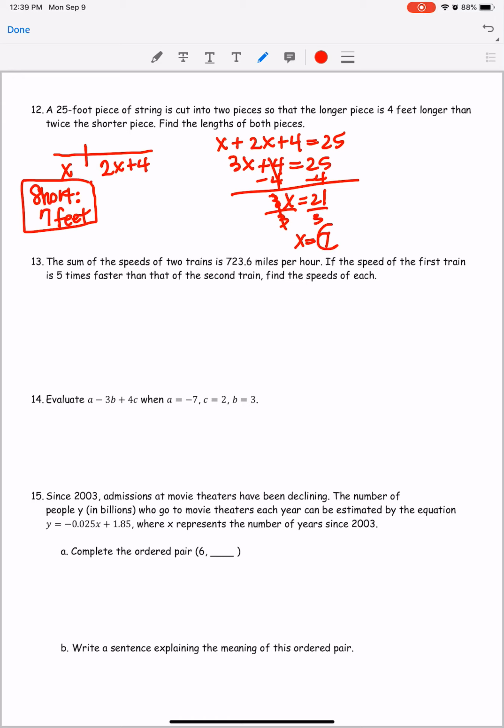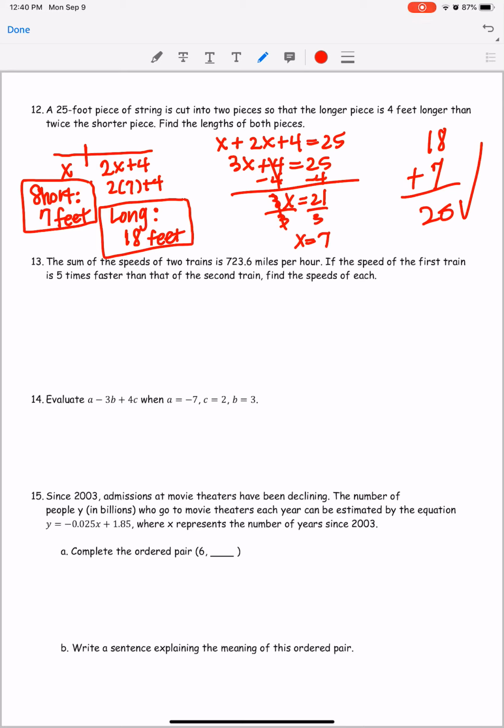And then my long piece, plug in your 7 to this x. So we have 2 times 7 plus 4. So my long piece then, 2 times 7 is 14, plus 4 is 18. So 18 feet. Okay, and these are really easy to check. Is 18 plus 7 25? Yes, it is. Okay, so we know we did it right.